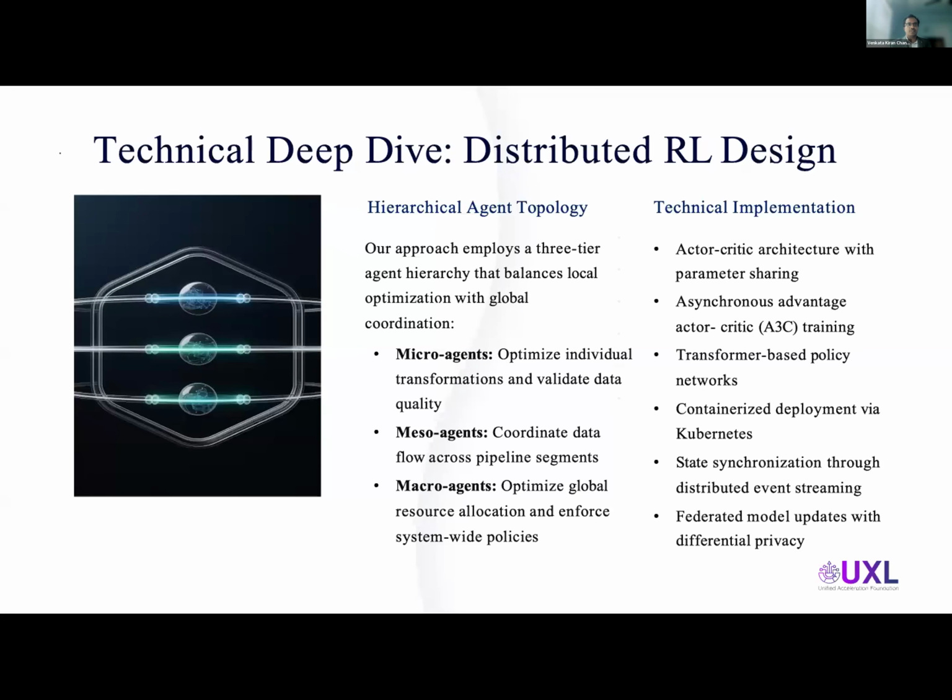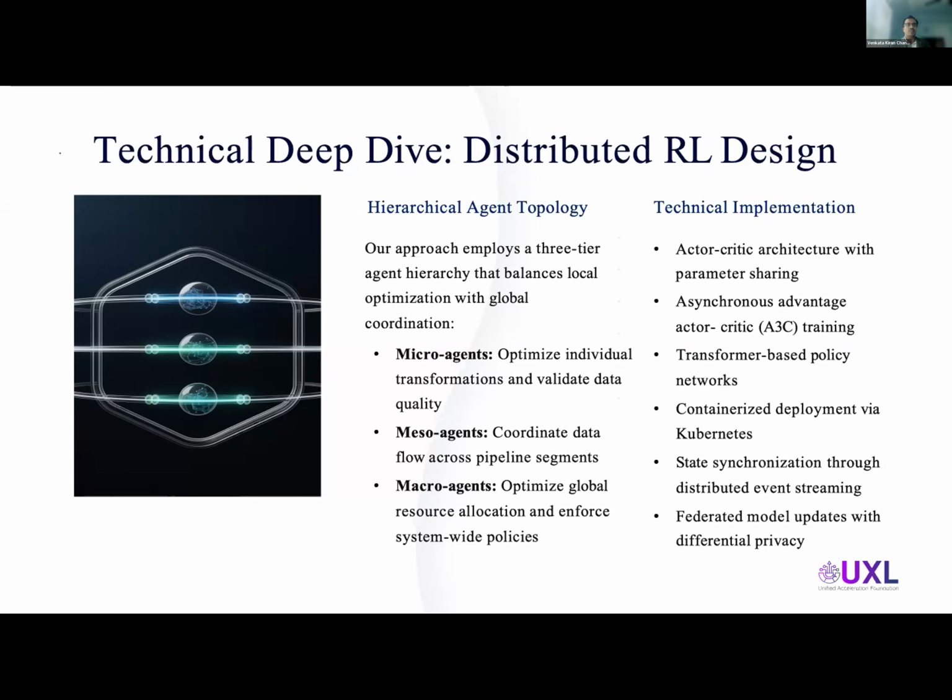When it comes to the technical implementation, these are also equally important. We're using actor-critic algorithms with parameter sharing for efficiency, and asynchronous advantage actor-critic, A3C, to enable faster distributed training. Transformer-based policy networks excel at handling long-range dependencies like complex schema transformations. Kubernetes is used for centralized deployments, because this is a cluster-based deployment, which is much easier to maintain and much easier to scale.